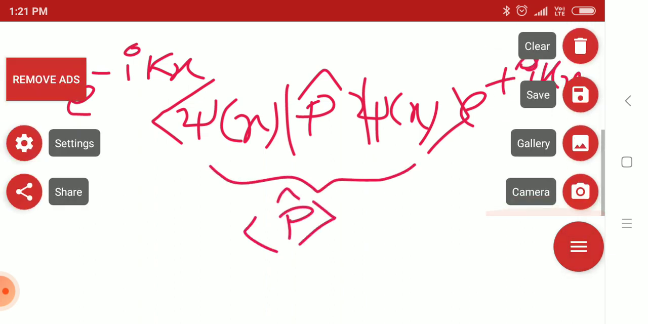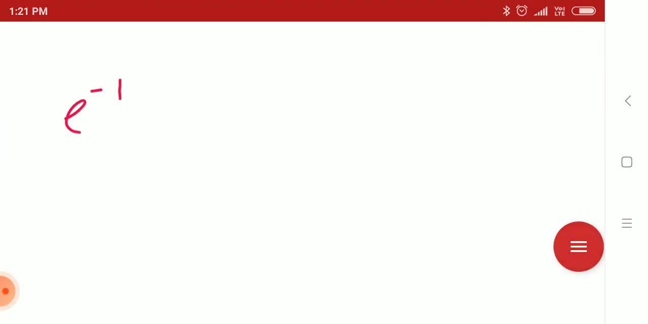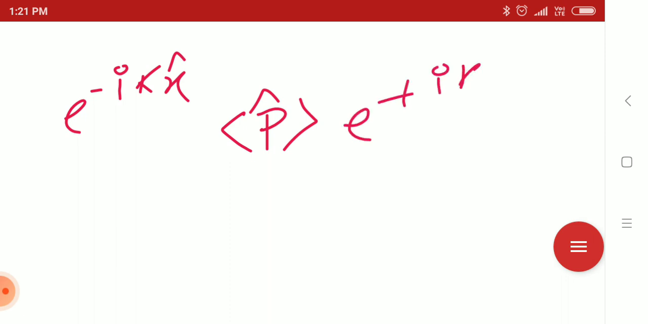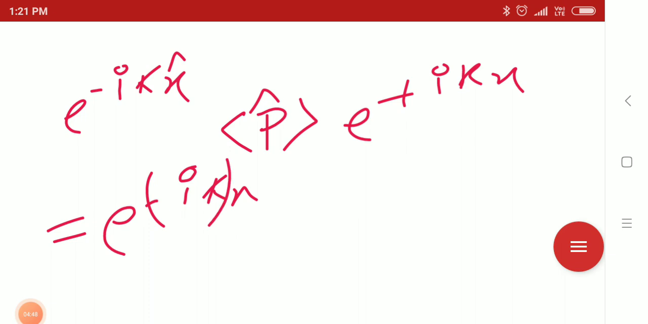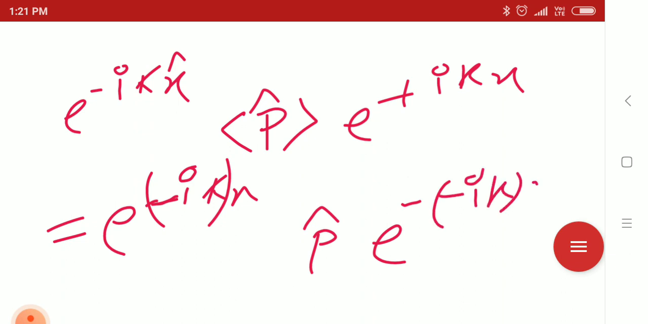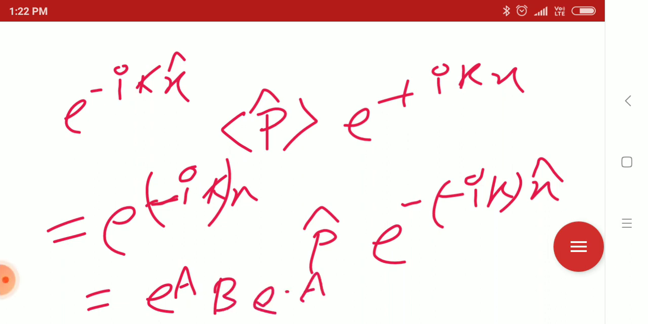So we can write e to the power minus ikx, expectation value of the p operator, where x is also an operator and p is also an operator, e to the power plus ikx. In another form, e to the power minus ikx, p operator, e to the power plus ikx. So now compare it with e to the power A, B, e to the power minus A. Comparing, what do we get? The A value is minus ikx, the B value is p.